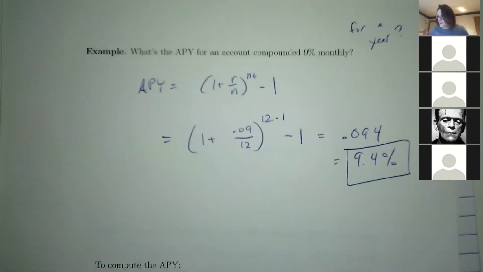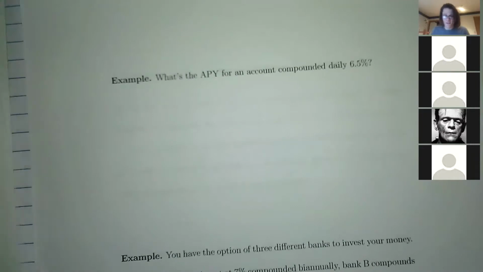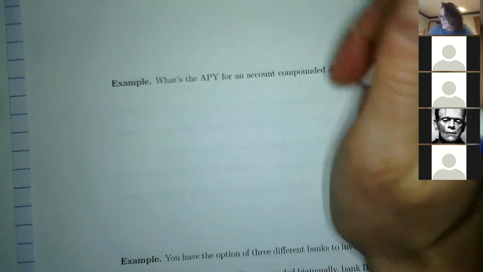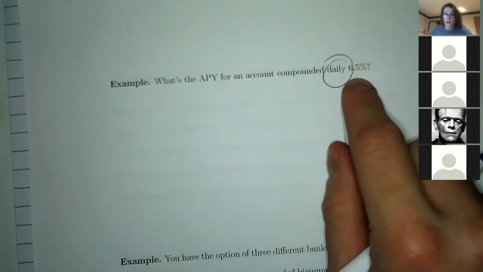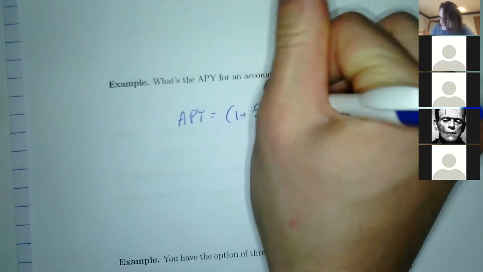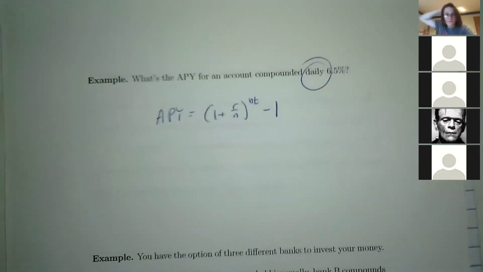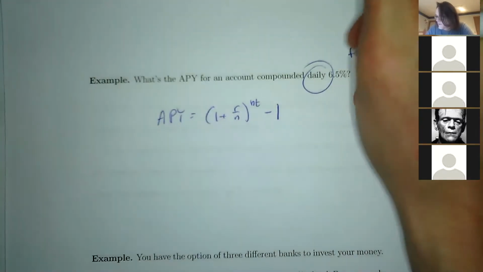All right. Let's just do one more and then we'll end because it's already 5 o'clock. So what's the APY of an account compounded daily? We haven't done any daily yet. At that percent. I forgot the word at. So just remember, APY equals 1 plus r over n to the nt minus 1. And I didn't give you the time here either. So I needed, I don't know, maybe for 3 years.